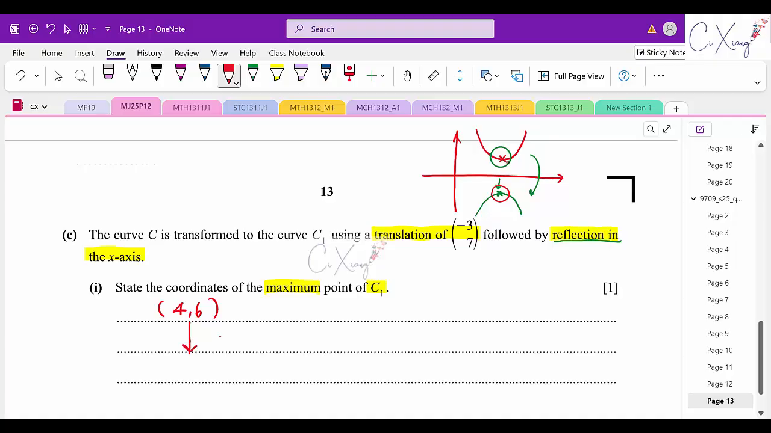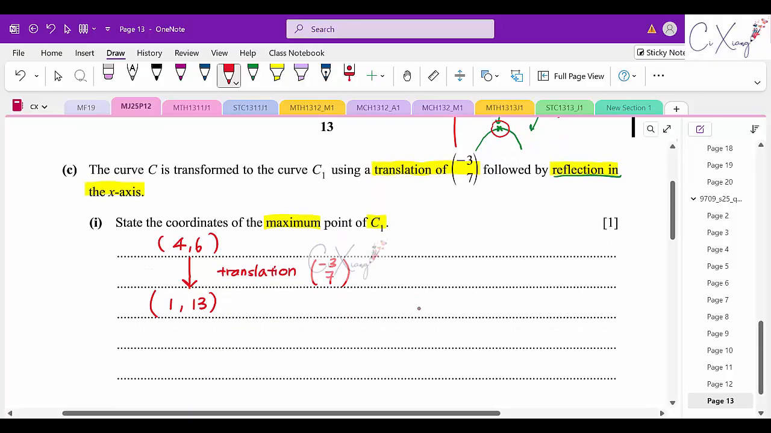So we have (4, 6) here, which is the minimum point of the original curve. It goes through the translation with a vector of (-3, 7). Then how can I move our minimum point after the translation? You just add them together. 4 minus 3, you get 1. 6 plus 7, you get 13. So after the translation, the minimum point will become this one.